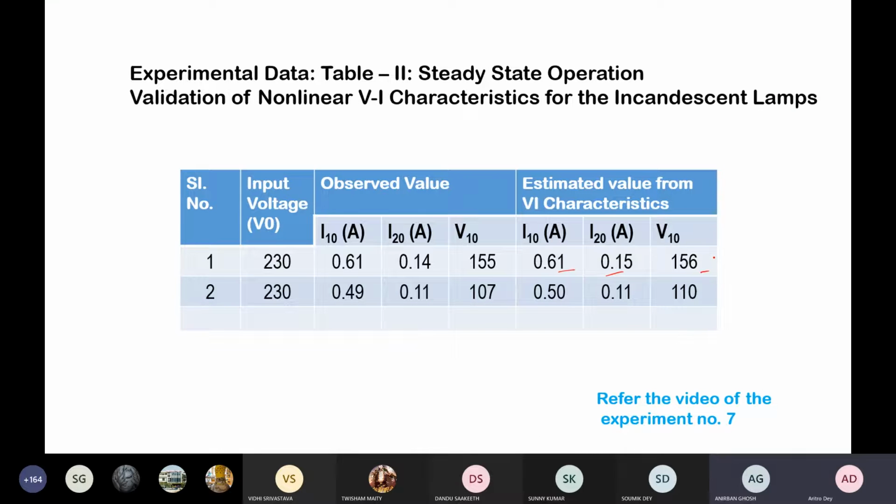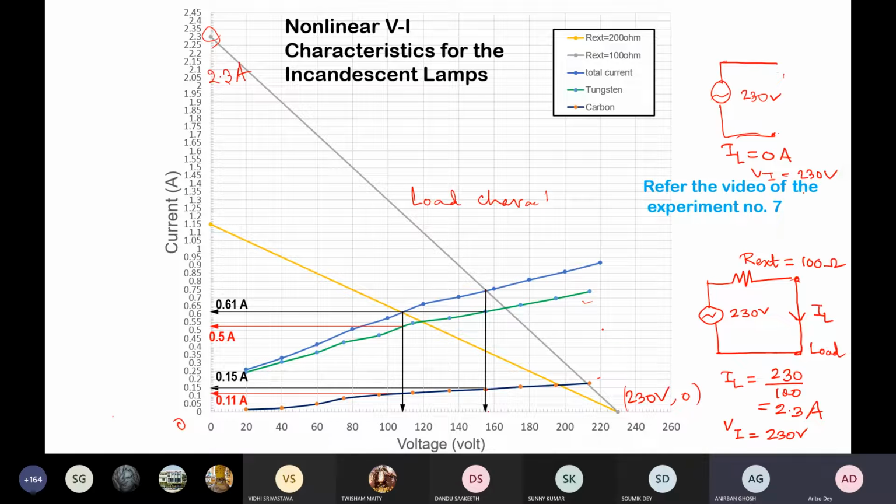Okay, and what we actually got from the experiment, using the ammeter, these are the values. So now if you compare, it is almost the same. So we can say that the VI characteristics we get are following the actual one. Mostly we got close to the actual values.